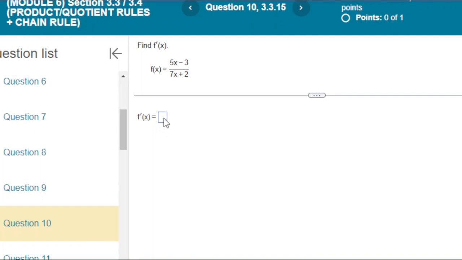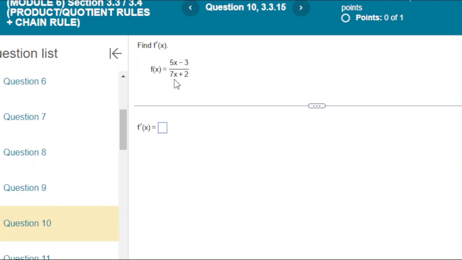Okay, so what about this one here? How do we take the derivative? Well, we're going to do low. Let's get a fraction here first. Let's write this as low, so we're going to put 7x plus 2, and make sure to put it in parentheses. Low d high, so times 5. And you could put the 5 in parentheses if you want, or you don't have to.